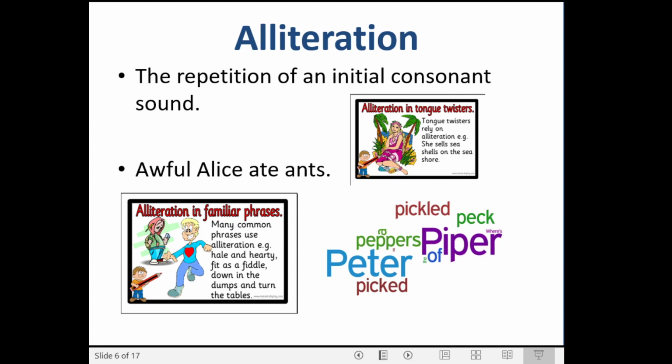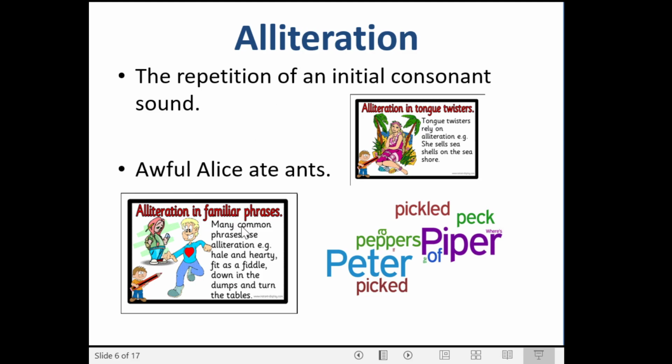So, tongue twisters are wonderful alliteration. They rely on it to sort of trick you up. She sells seashells on the seashore. Or Peter Piper picked a peck of pickled peppers. They all start with the same sound, and it's always consonants that you use to get that constant repetition.